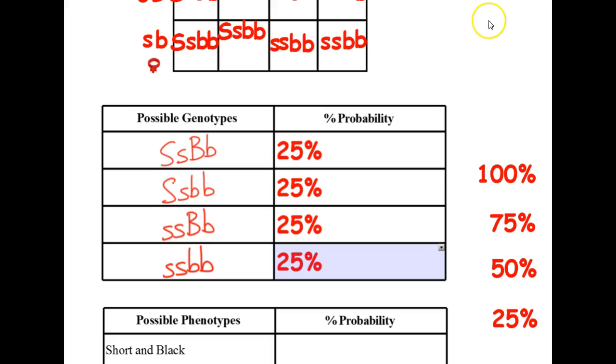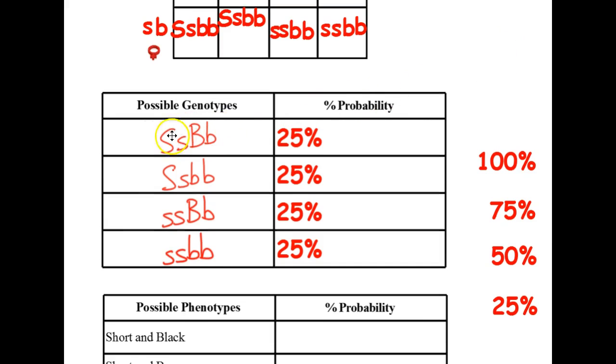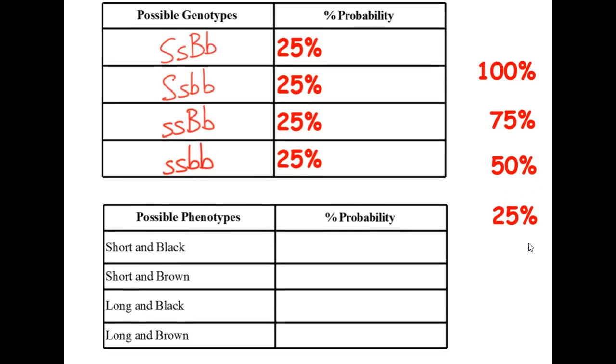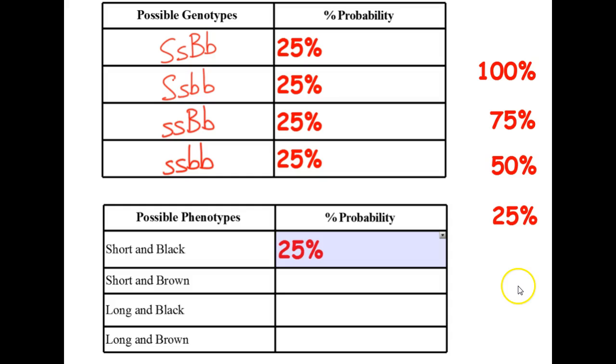Okay? Now for our phenotypes. All right, first short and black. Short is dominant and black is dominant. So the only way to be short and black is if you have a capital S and a capital B. Well, the only possibility out of all our genotypes that shows this is this one right here. So the percent probability of having short black-haired guinea pigs is 25%.